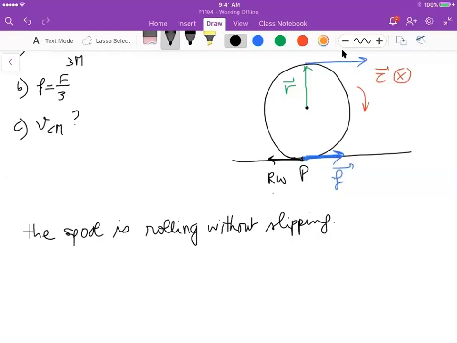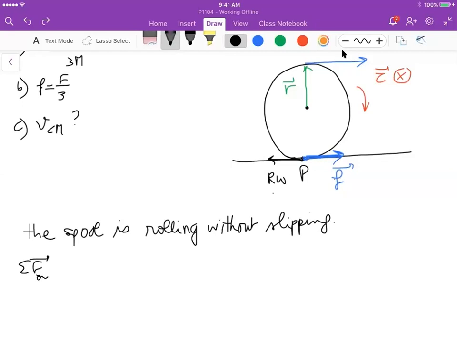So the spool of wire is rolling without slipping. So we can apply Newton's second law. Let's start with the translational motion. So we have the sum of external forces is equal to M times A.